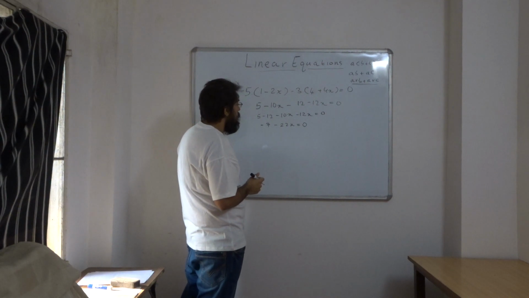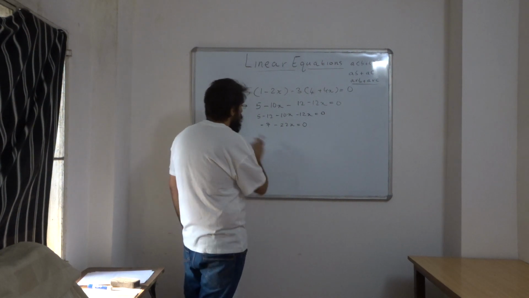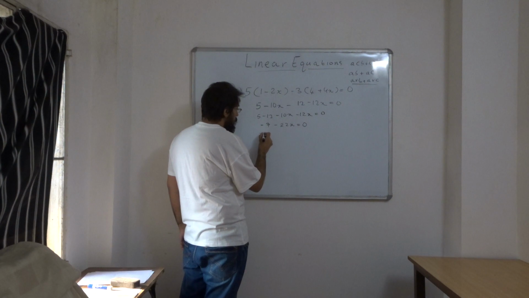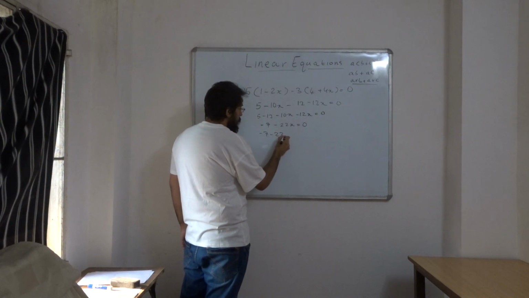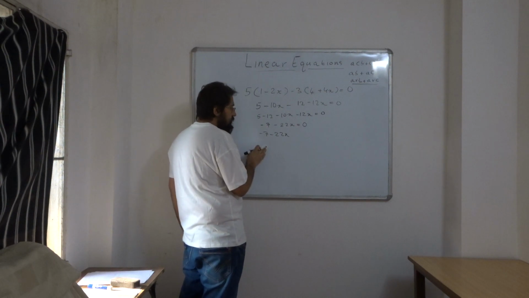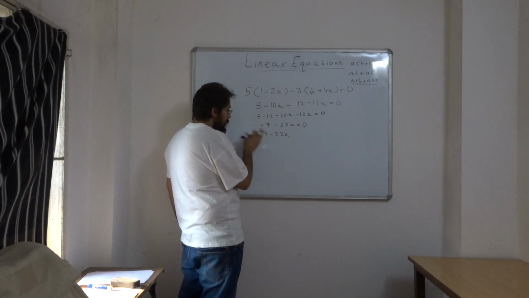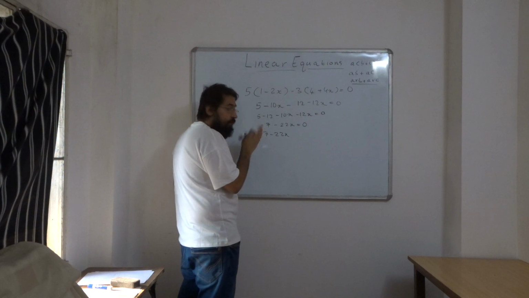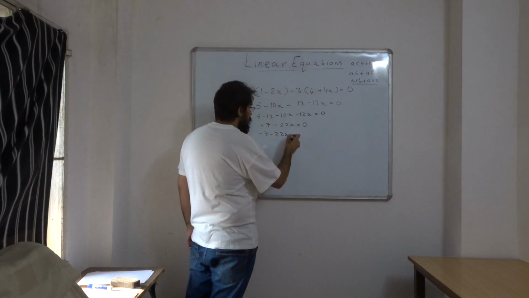So now what do we do, guys? Basically now it's the same thing like I said before. 7 stays the same on both sides. There's a negative sign in front of 7.